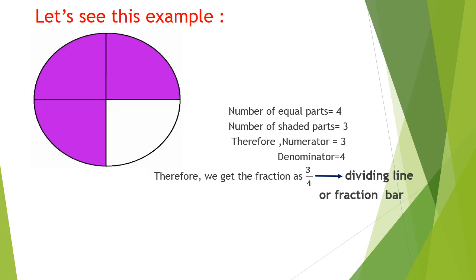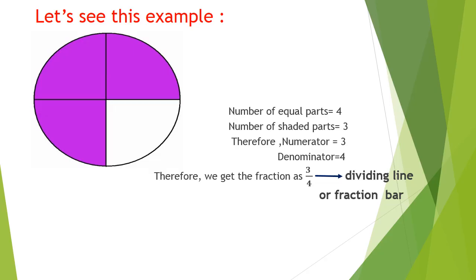D, denominator, D, down. N, numerator, N, top. Remember it like this, you'll never forget. Make some code words so that you always remember: numerator N, top; denominator D, down. And then you can write it and remember it better. So we get the fraction as 3 by 4.